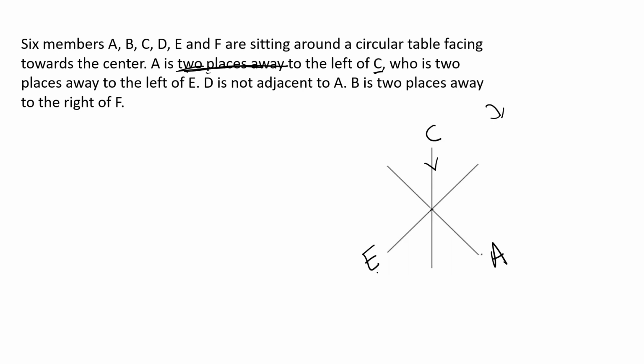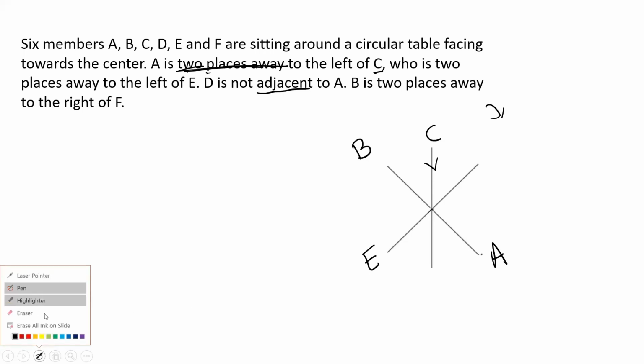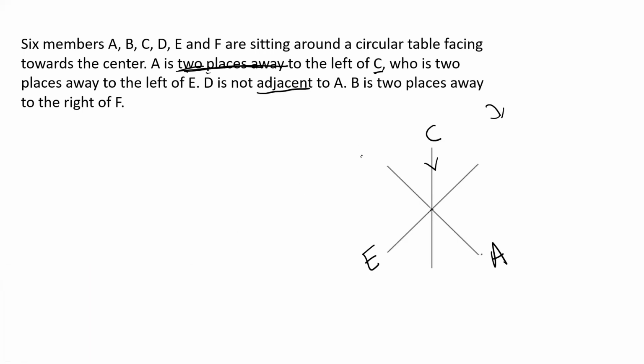The next one says that D is not adjacent to A. Adjacent means immediate next. So D should not sit immediate next to A. So you cannot place D here, as these two places are immediate next to A. So the only place we are left with to fix D now is between C and E. Sorry, let me correct this, that's about D, it's not B. So D should sit between C and E.